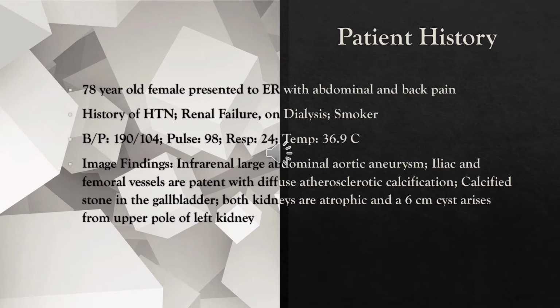The image findings were an infrarenal large abdominal aortic aneurysm. Iliac and femoral vessels are patent with diffuse atherosclerotic calcification, a calcified stone in the gallbladder, and then both kidneys are atrophic with a 6-centimeter cyst arising from the upper pole of the left kidney.